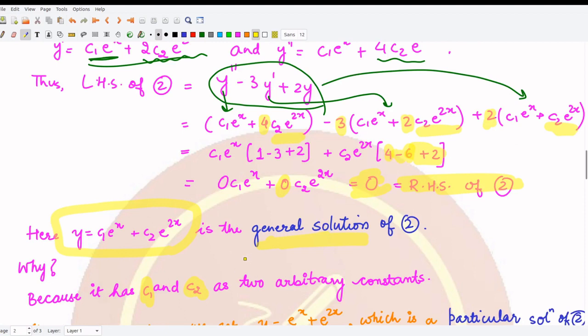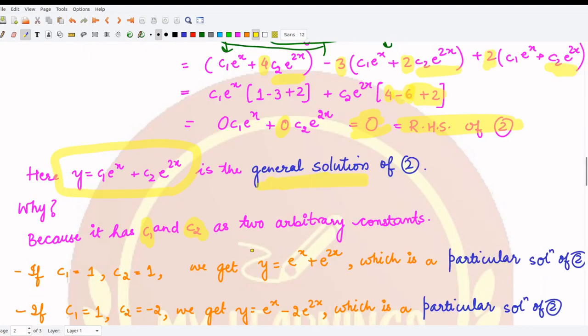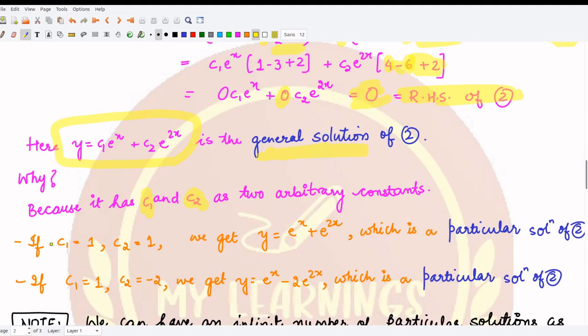Now can I give you a particular solution of this differential equation? Yes, I can. Here you see, if you substitute the value of c1 as 1, you can take any values, c2 as 1, then your solution would be e to the power x plus e to the power 2x. So this is our particular solution. So you can also verify that this solution also satisfies your differential equation.